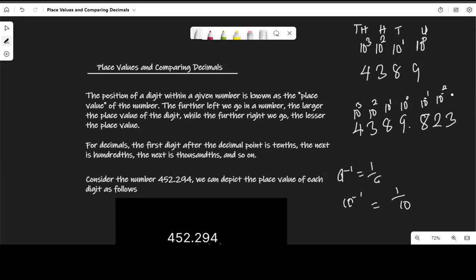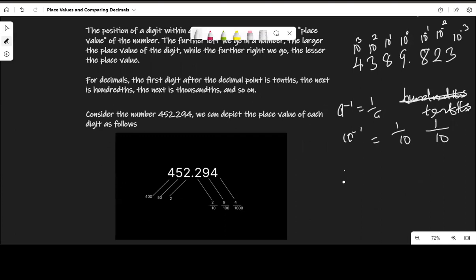This one is 10 to the power of negative 2 and 10 to the power of negative 3. So as we go towards the right-hand side, the negative power is decreasing. That is a decrease because negative 2 is smaller than negative 1. Now this 10 to the power of negative 1, we call it tenths, with th at the end. That is 1 over 10. And this other one, which is 10 to the power of negative 2, we call it hundredths, with th at the end. That is 1 over 100.